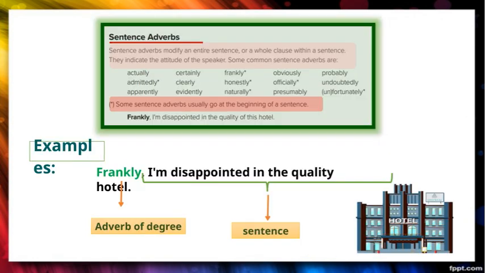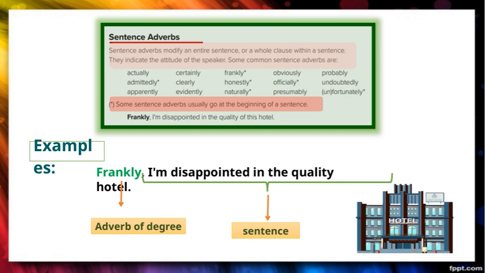Frankly, I find that using adverbs of degree can really help us communicate the strength or intensity of our feelings or opinions. For example, when I say, "Frankly, I'm disappointed in the quality of this hotel," adding an adverb like "frankly" makes my honesty clear and adds a conversational touch. It's important to choose the right adverb to match the level of emphasis you want to convey. Some common examples include absolutely, completely, or certainly, which can strengthen your statement.